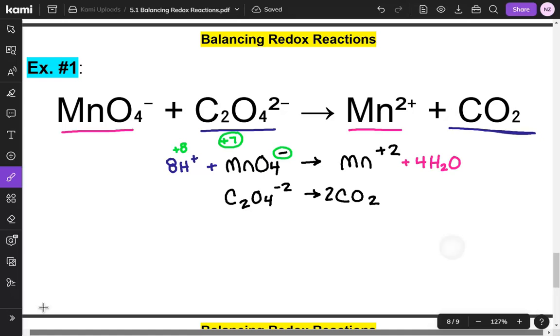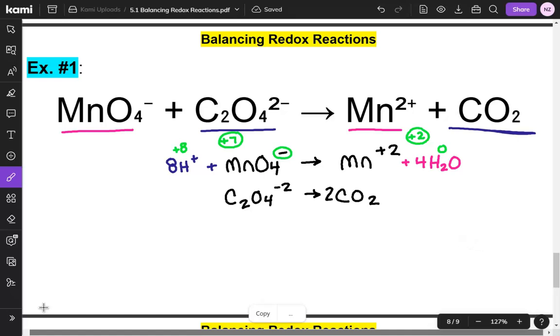In the second reaction, we have positive 2 for manganese, and then we have 4 times 2. Well, actually, scratch that. This whole thing right here is 0. There's no charge, it's neutral. So positive 2 and 0 will give me a total charge on the right side of positive 2.